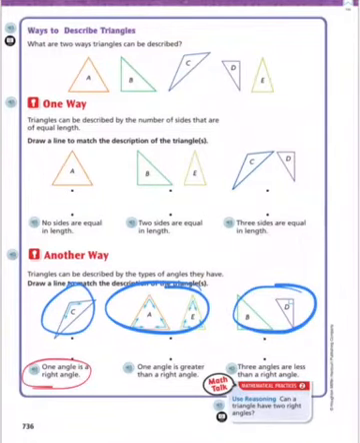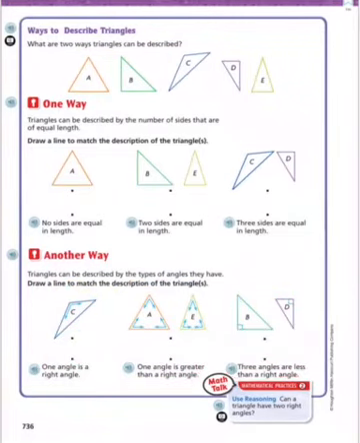One angle is a right angle, one angle is greater than a right angle, and 3 angles are less than a right angle. So again, pause your video, go ahead and draw your lines. When you're ready, then you can press play again and check your work.